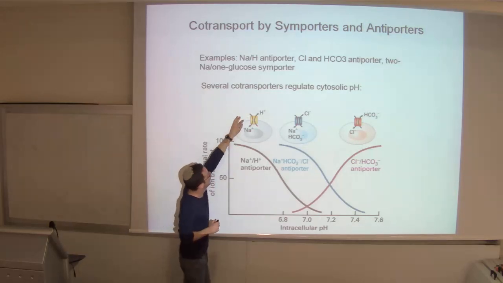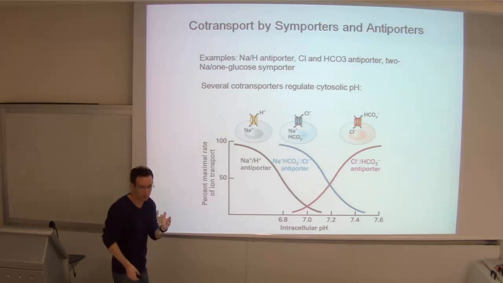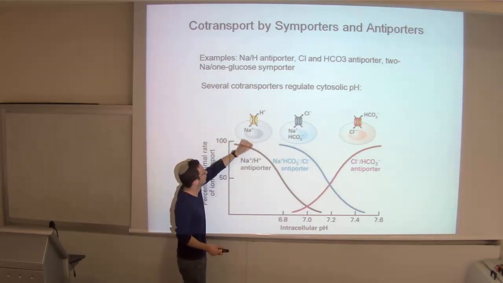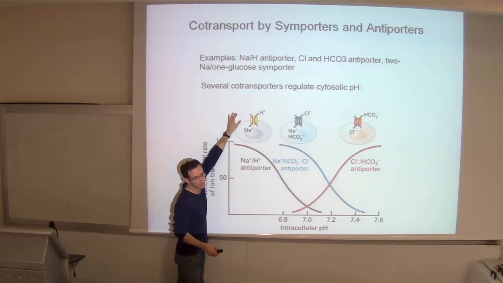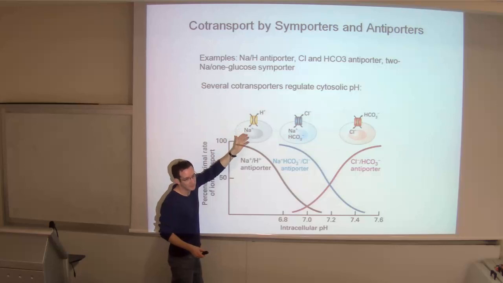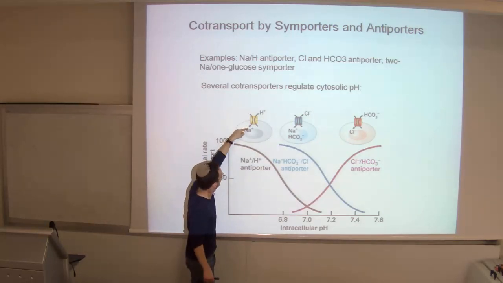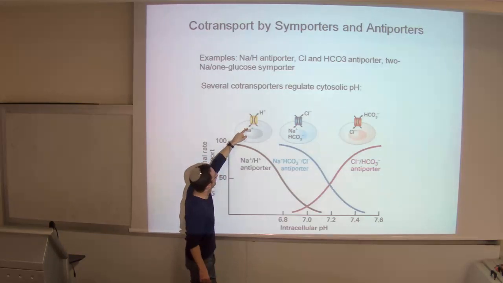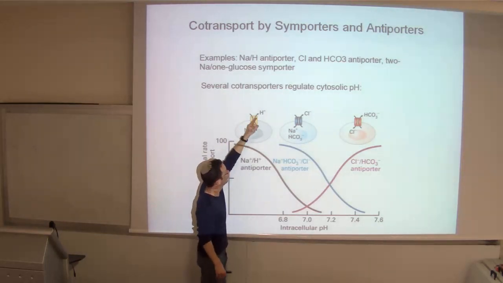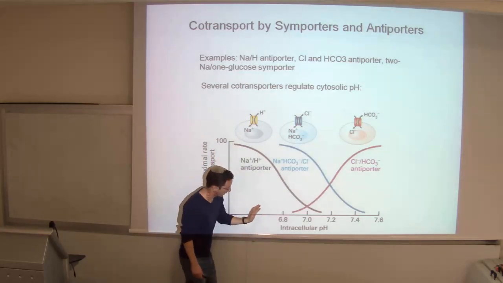It uses the downhill movement of sodium, which is an exergonic process, right? Because sodium is high outside, and also the inside of the cell is negative, so it has all good reasons to go into the cell. So it uses this very high energy that's stored in the sodium chemical gradient to move the hydrogen outside of the cell, to push it towards a more basic environment.